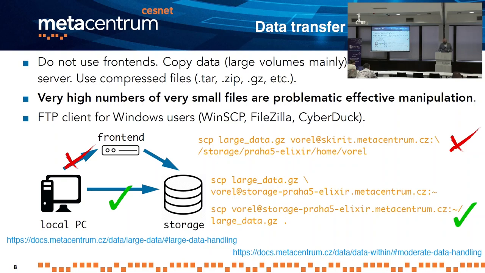Another point, which is a very common mistake: users are copying a very large amount of data to the storages via some front end. Here is an example. Try to imagine that you live in Pilsen, and now you are copying some data to the Skirit front end, which is located in Brno, and from Skirit you are moving your data to Prague. So your data will take a very nice journey from Pilsen to Brno, and from Brno back to Prague.